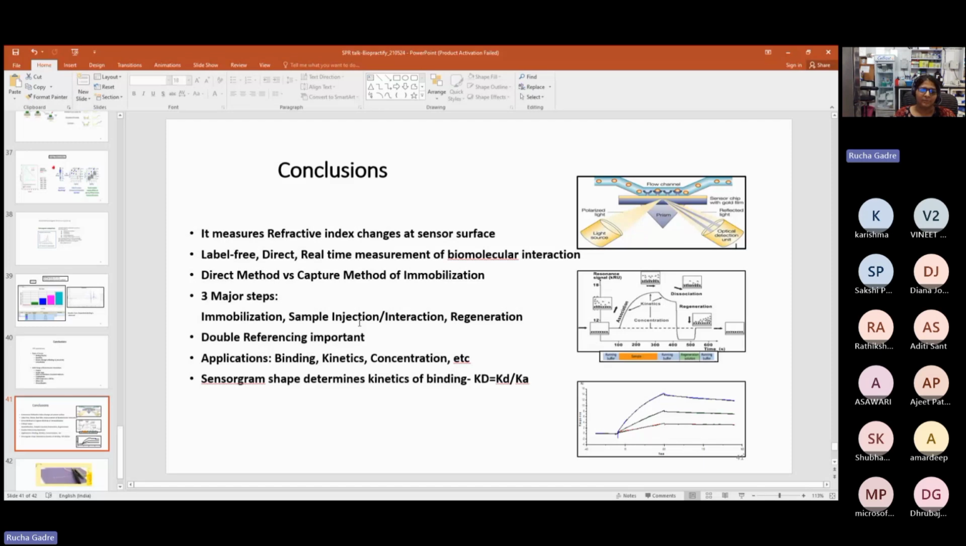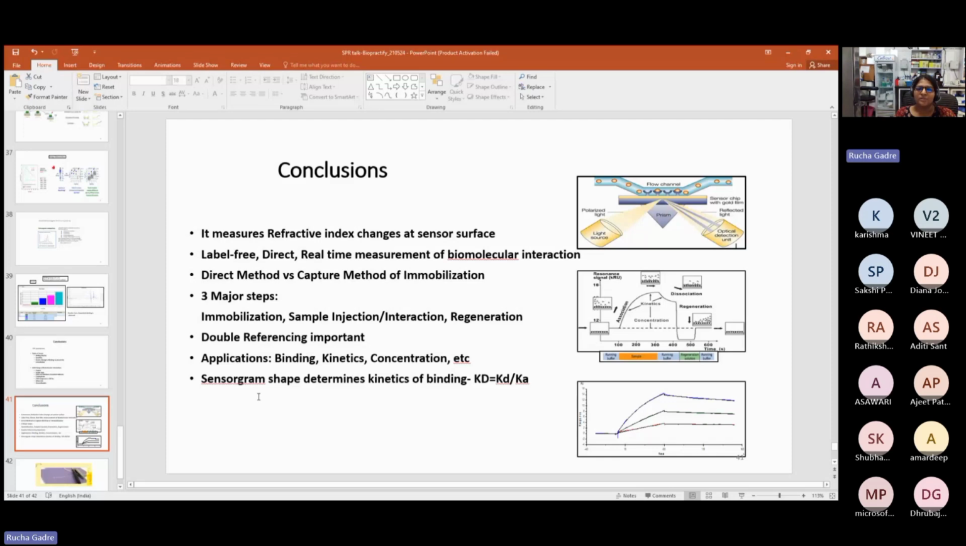The chip has four flow cells, of which two flow cells are used for one experiment. The first flow cell is always kept as a reference and the second is the test, and the data we get is test minus reference. We also run a buffer as an analyte, and the buffer is also subtracted. This is called double referencing. The major applications are binding, kinetics, and concentration analysis.